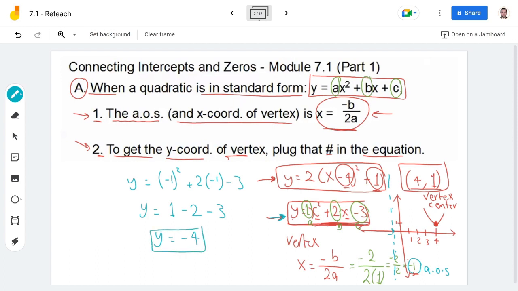So now my answer is y equals negative 4, and x is negative 1. Now I have x and y: x is negative 1, y is negative 1, negative 2, negative 3, negative 4. So it should be here, and this is my vertex. Do you understand how I can find the vertex? Yes. So this is only two steps.